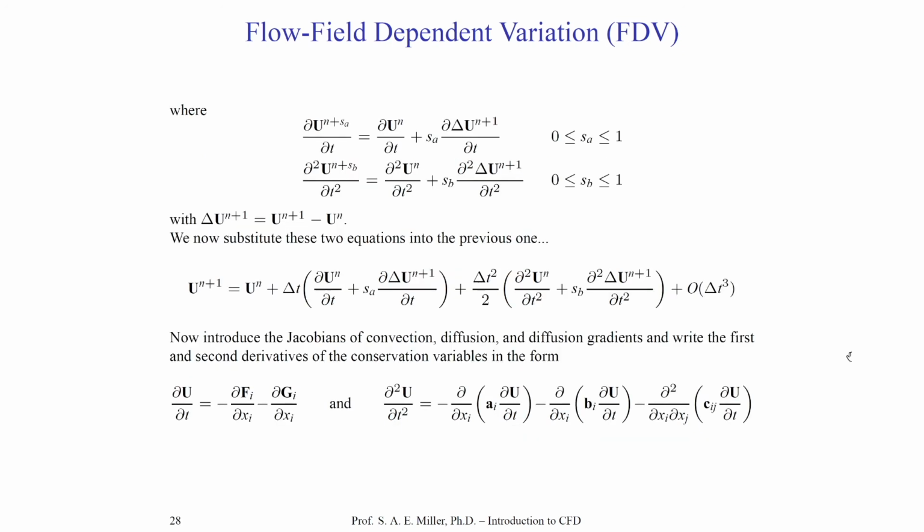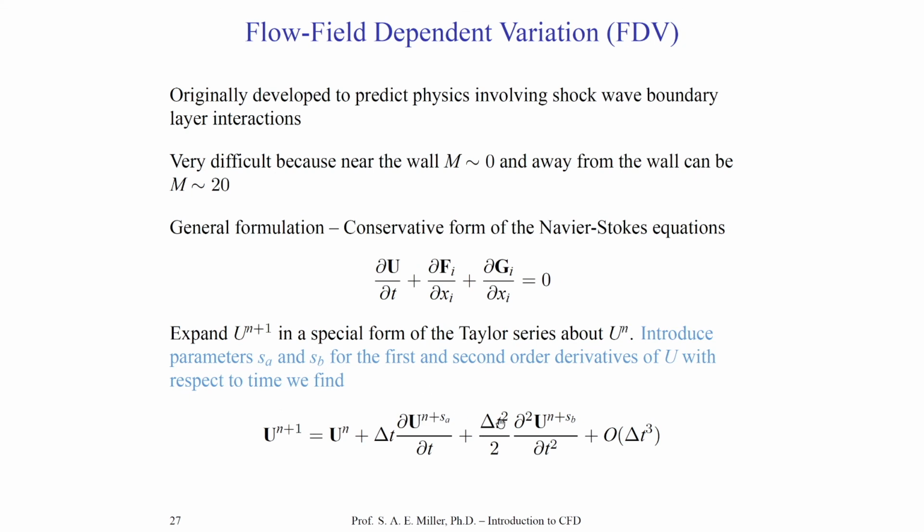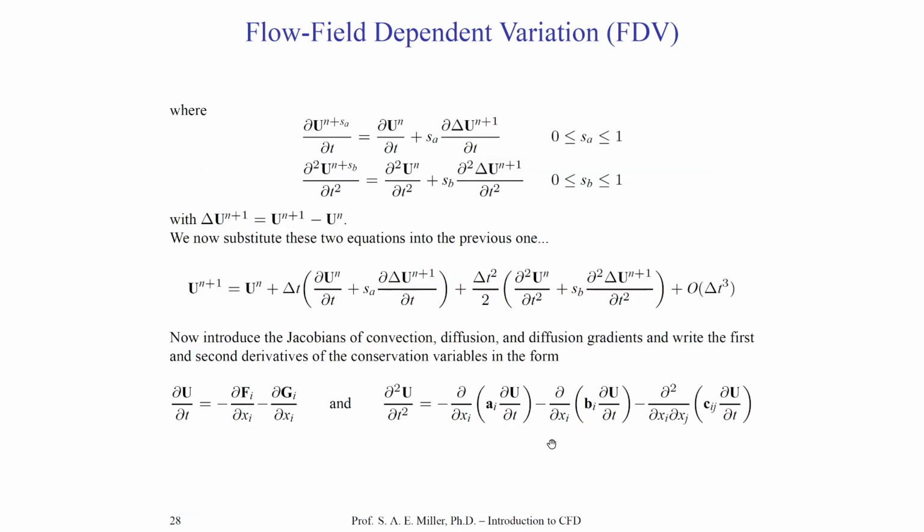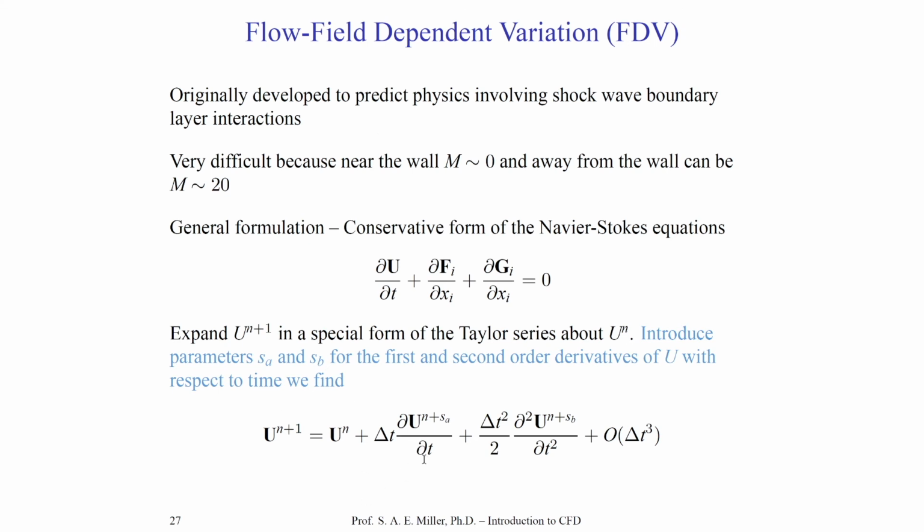Here, now we can split and rewrite the first and second order time derivative terms on the right-hand side. The first one I've written as partial u of n plus sa over partial t goes as partial u n over partial t plus sa times partial delta u n plus 1 over partial t. And the range of sa must be bounded between 0 and 1. I can rewrite the second order equation here in the same methodology. Also, the coefficient SB is between 0 and 1. So I redefine these, and I can take these and insert and recover my Taylor expansion.